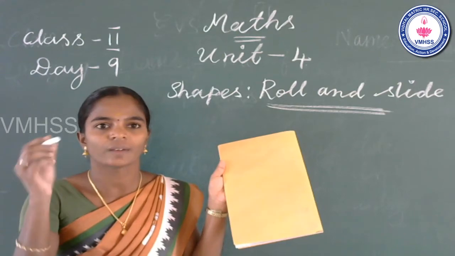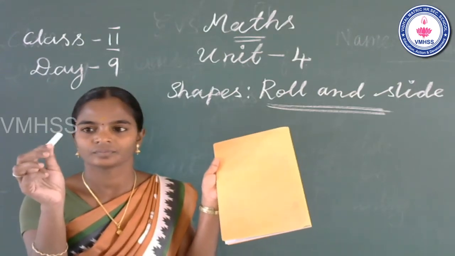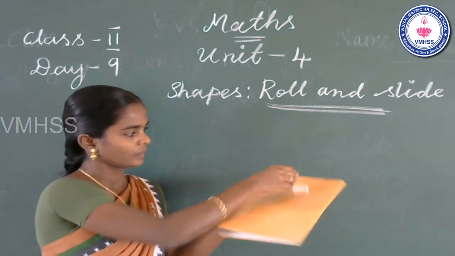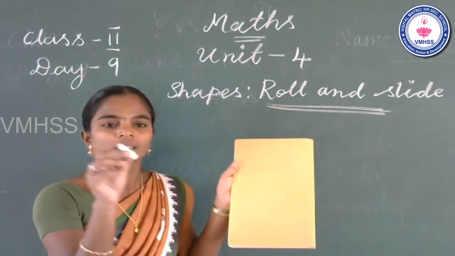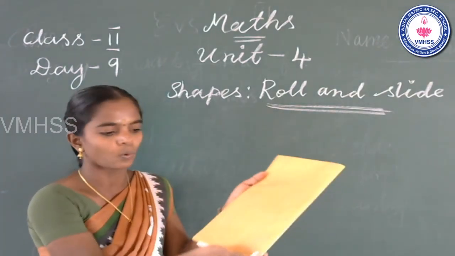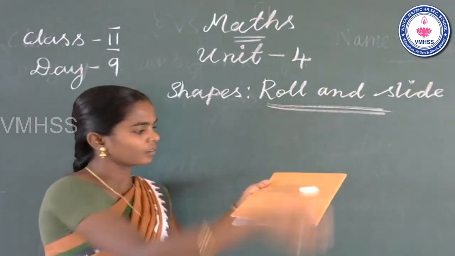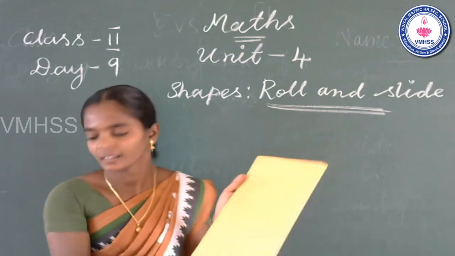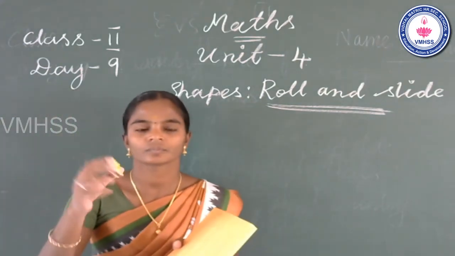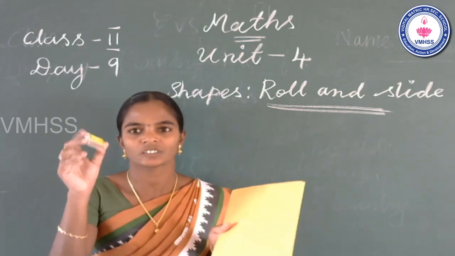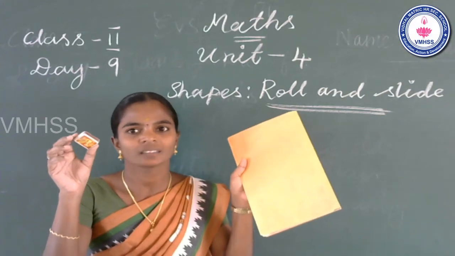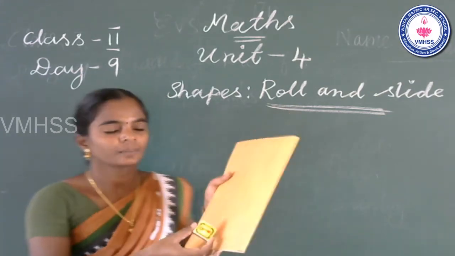Children, what is this? Chocolates. Look at me now. Children, we see a curved face, so it will roll. Next, we take the cuboid shape. This is a matchbox. So it is a cuboid. Cuboid shape. Children, listen here.